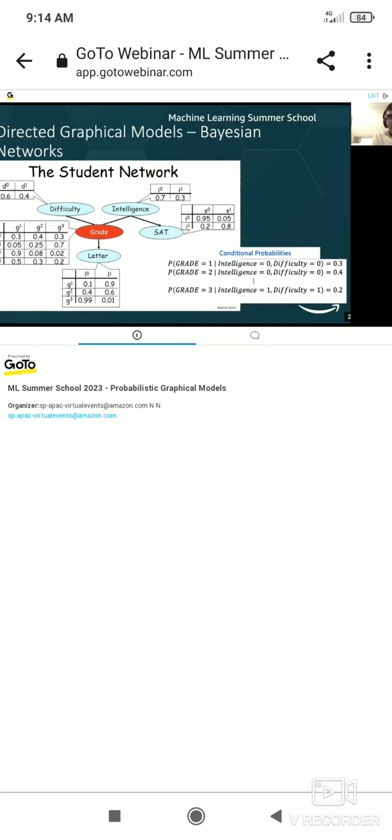Now the question is, how did you even get these numbers? How did you fill up this table? Right? These numbers don't appear magically. They are learned as part of the parameter estimation process that we will discuss in the later portions of this lecture. But what this graph does do is lend a particular structure to the probability distribution, or the joint distribution, of all these features, as we will see in the next slide.